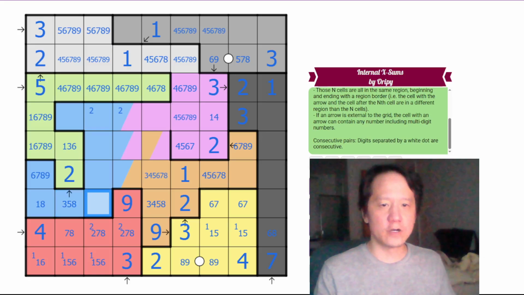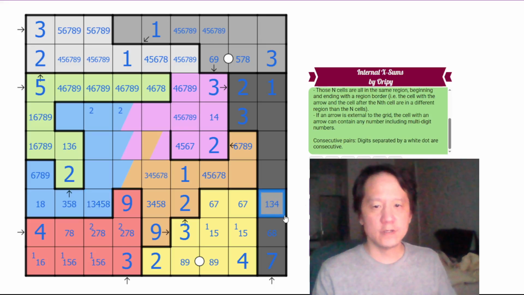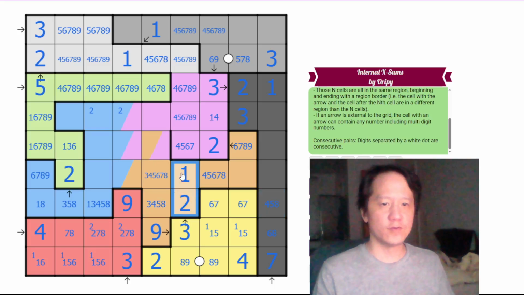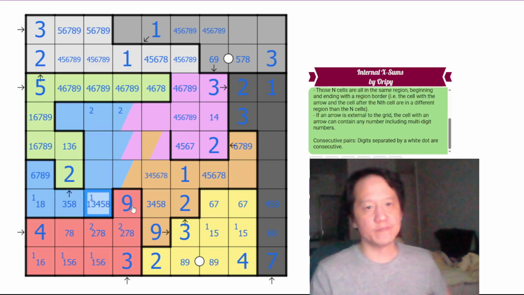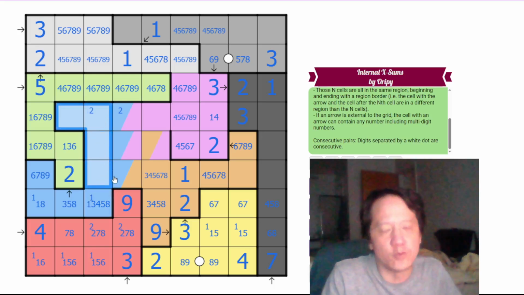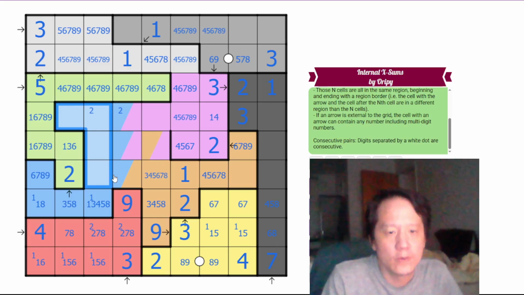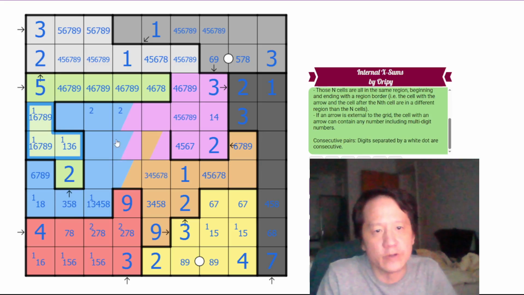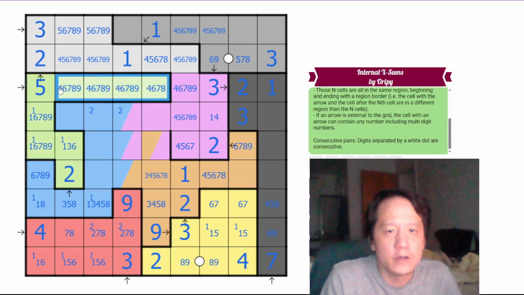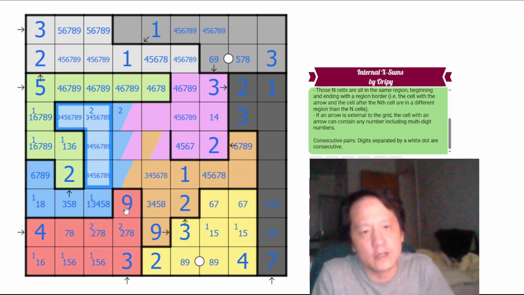Remaining digits are 3, 4, 5, 1, 3, 4, 5, 8. And this can't be 1 or 3, so this is 4, 5 here. This can't be 1 because of the 1 in the orange cell, so one of these is a 1 in the blue region. So the blue region cannot contain any more 1s. One of these is a 1 in the green region. The blue cannot contain 1, so it's 3 through 9.